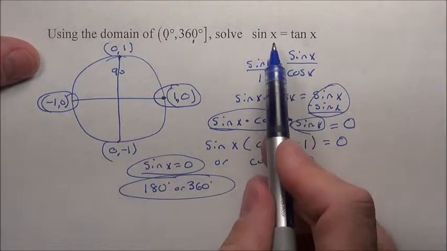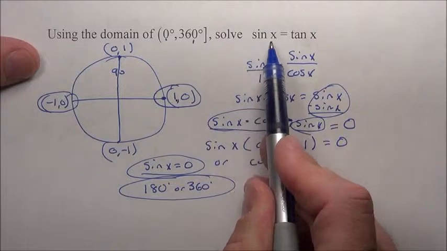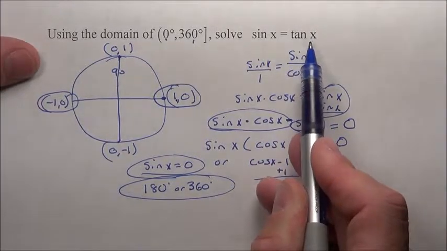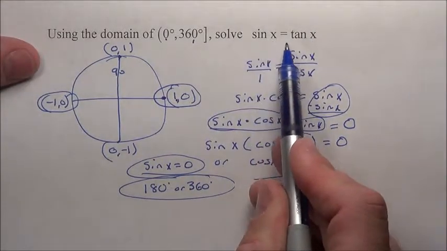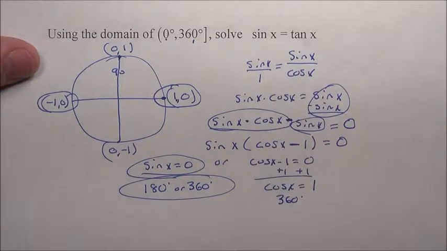So when this x right here happens to be 180, the sine of 180 is equal to the tangent of 180. Also, the sine of 360 is equal to the tangent of 360. When x is 180 or 360, that's when the sine value and the tangent value are exactly the same. There you have it.